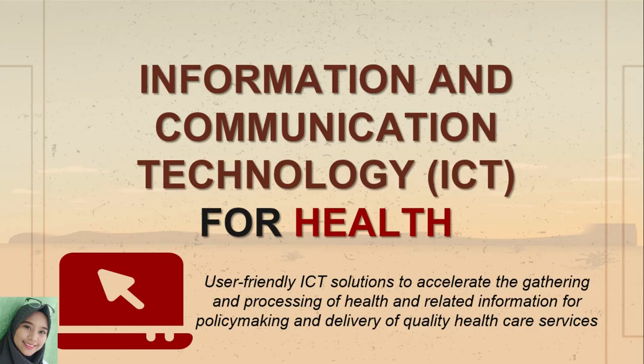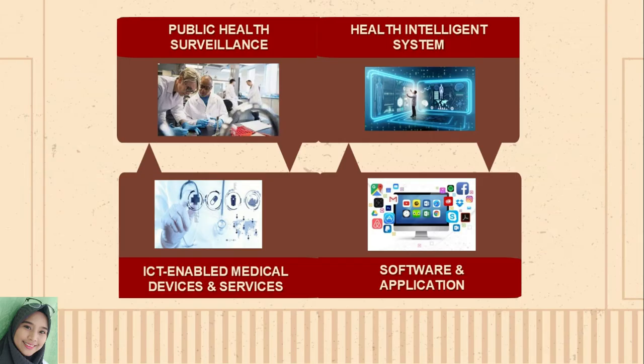So the fifth is information and communication technology for health. User-friendly ICT solutions to accelerate the gathering and processing of health and related information for policy making and delivery of quality healthcare services. First example, public health surveillance. It involves collecting, testing, analyzing, and using information or biospecimens to improve public health and prevent disease.